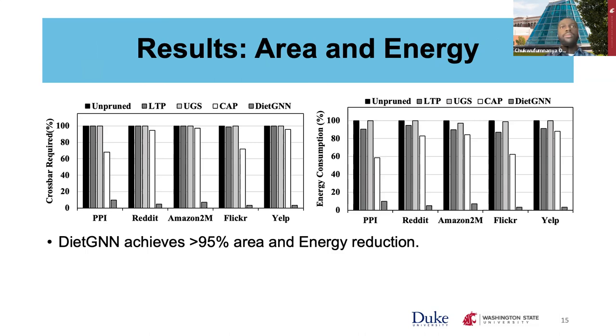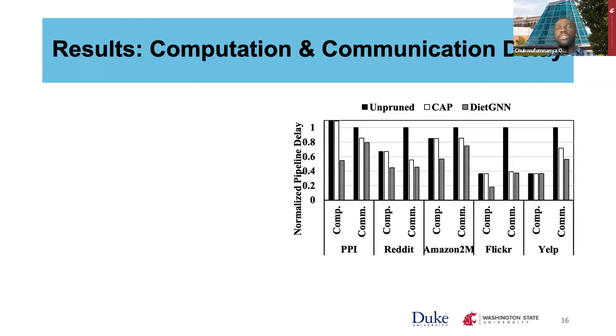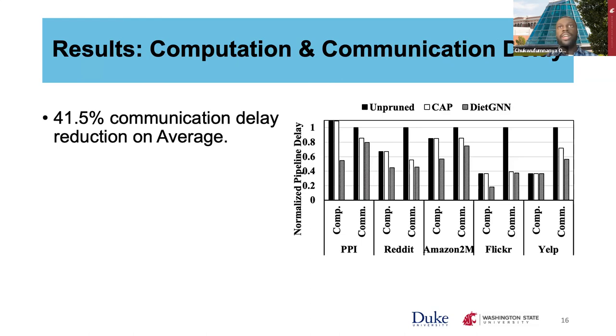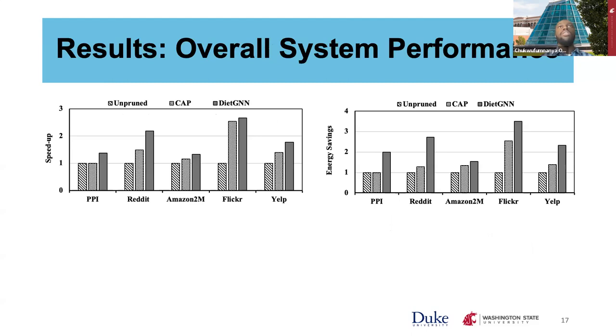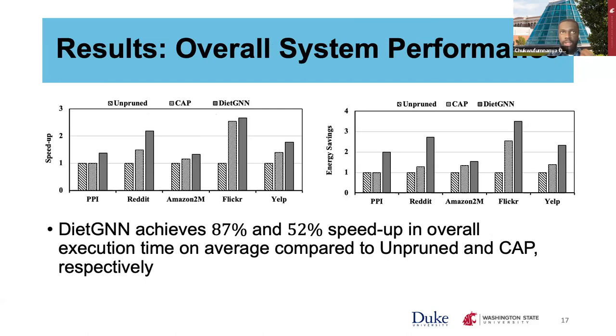Similarly, we also considered the computation and communication delay, that is, delay due to communication and computation overhead. We found a 41% reduction in the communication delay and up to 58% average improvement in computation delay. For the overall system speedup, we found that Dyer GNN achieves up to 87% speedup compared to the unpruned model, and also 52% speedup compared to the crossbar-aware pruning methods.